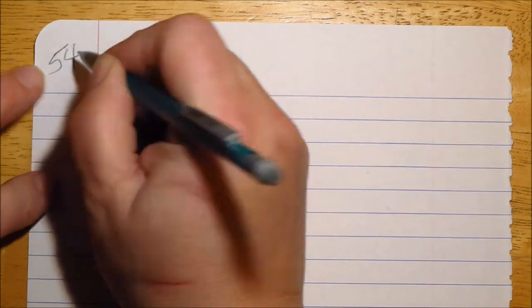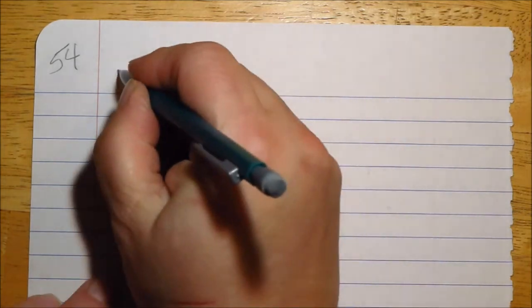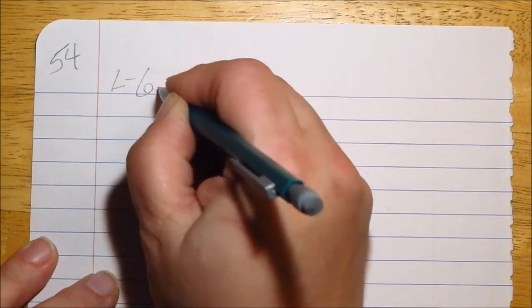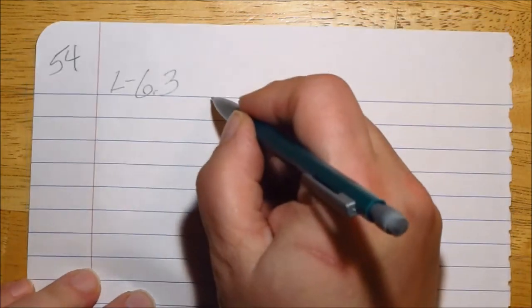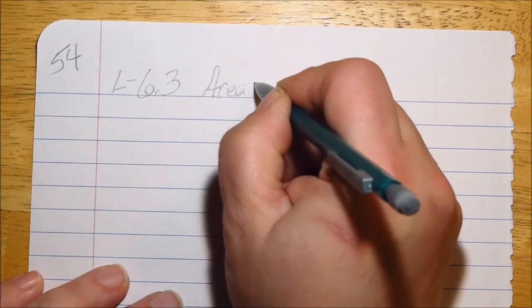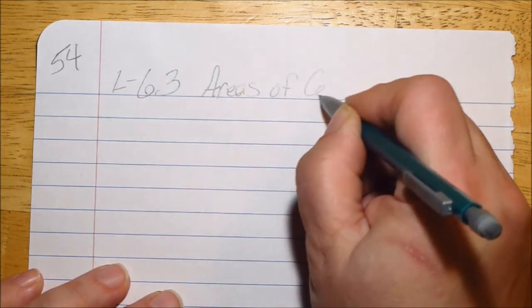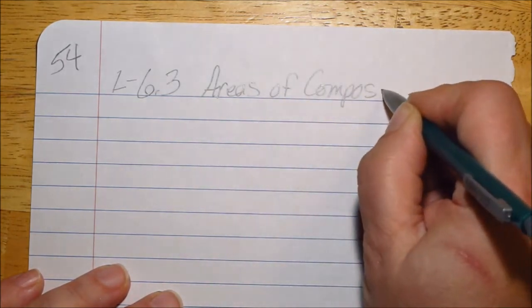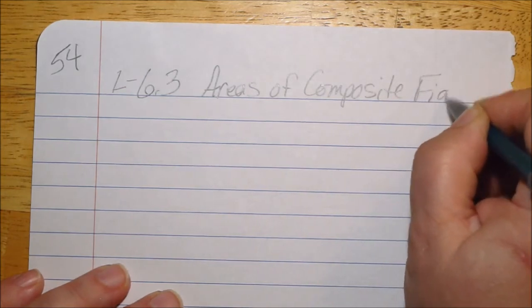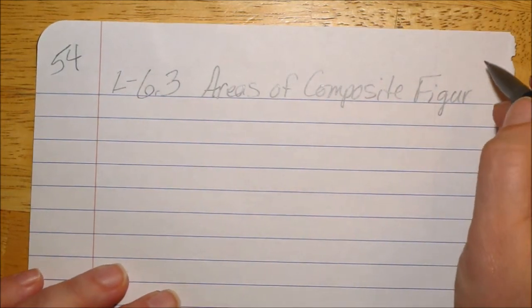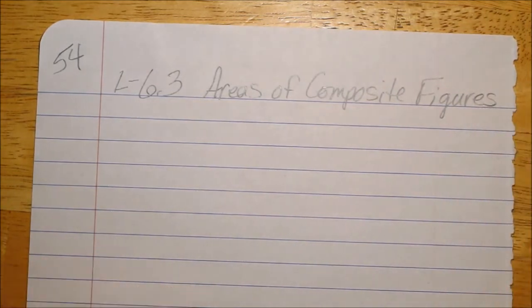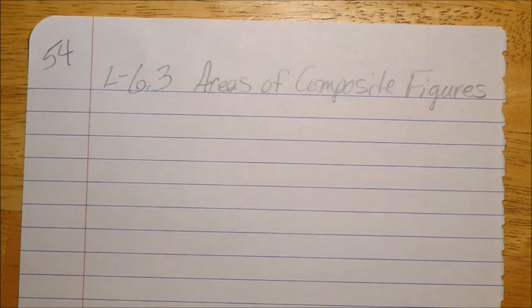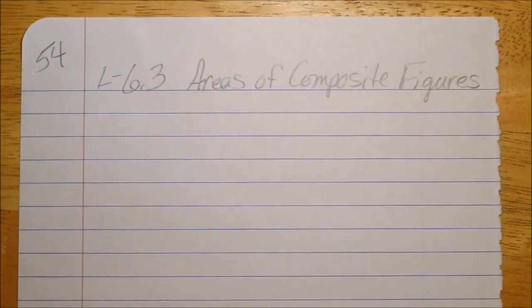This is lesson 6.3 out of our Decimals and Fractions book. If you're in Mrs. Walker's class, these notes will be on page 54. And lesson 6.3 is titled Areas of Composite Figures. And composite means things joined together. So it's going to be finding area of different figures that are all joined together, and how can we make that happen.